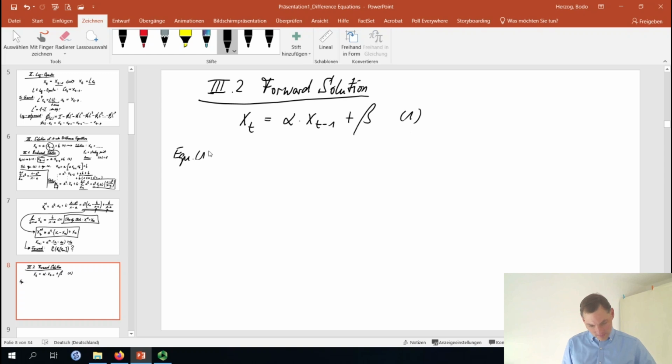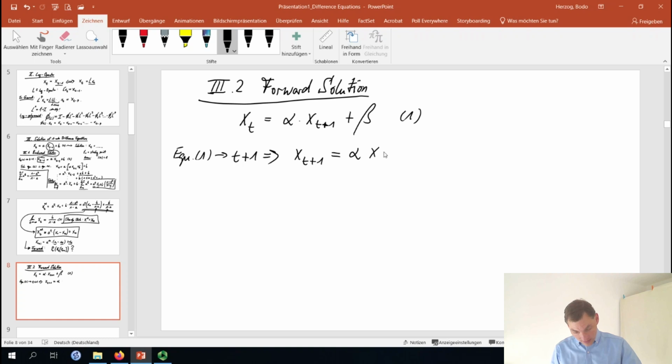Now the forward solution means we shift. Let's call this equation 1. So take equation 1 and shift it into the future, so t plus 1. Of course, here it's a forward problem. If we shift it to the future, we get x of t plus 1 on the left-hand side, then we have the alpha, then we would have x of t plus 2, because we shifted one period into the future, and then we have plus beta.